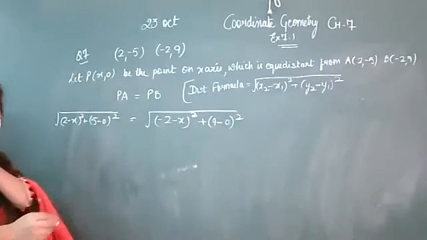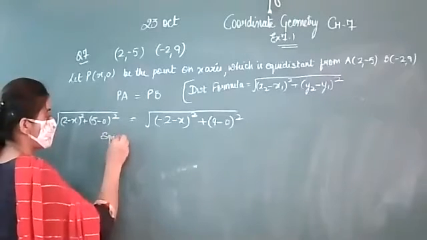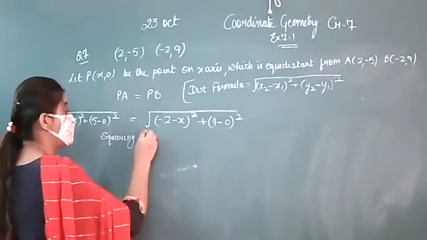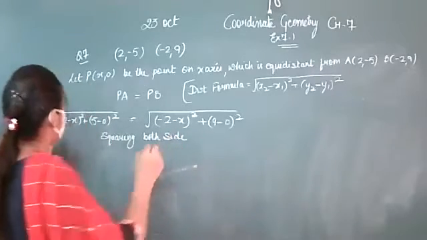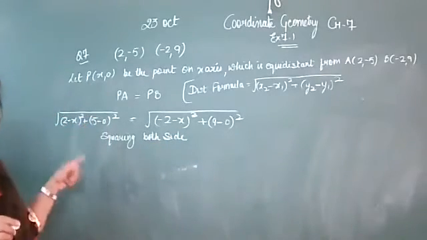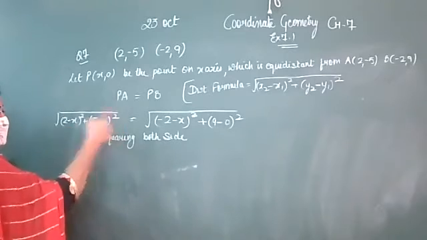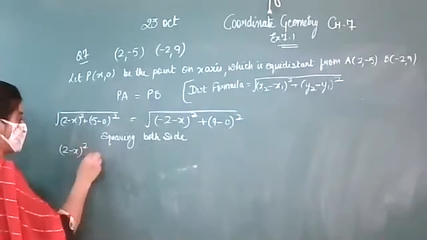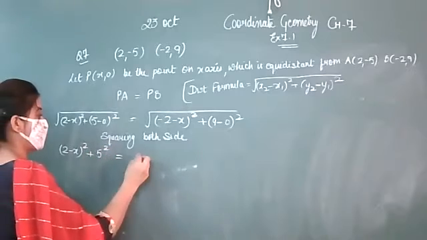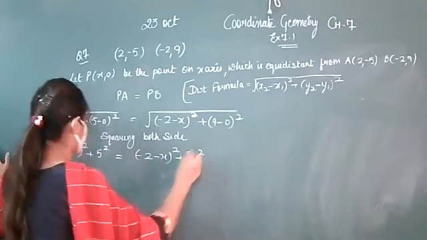Now, make the squaring of both the sides. Whenever the square root is there, you will make the squaring both sides to remove the square root from both the sides. This will cancel out the root. It will become (-2 minus x) whole square plus 5 square equals (-2 minus x) whole square plus 9 square.